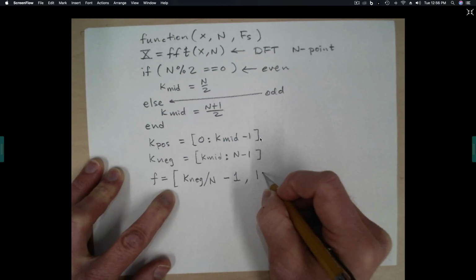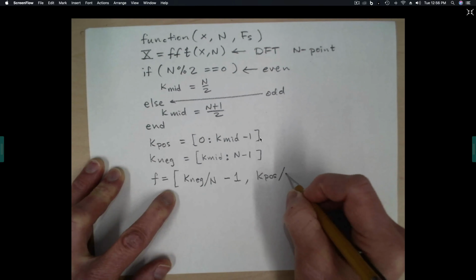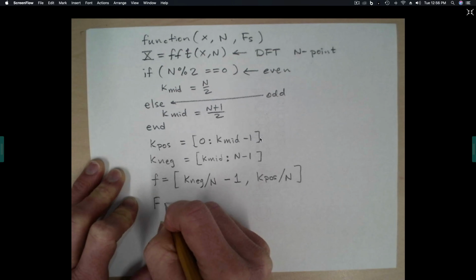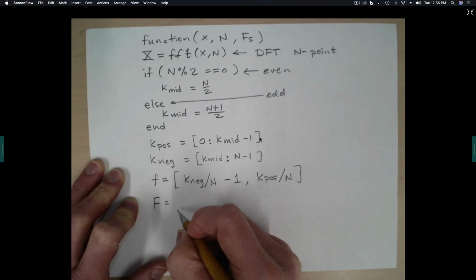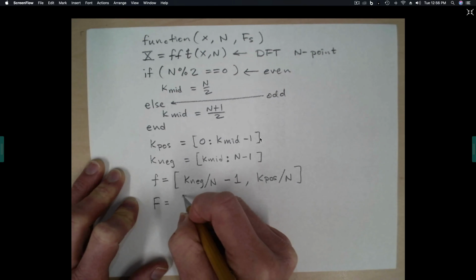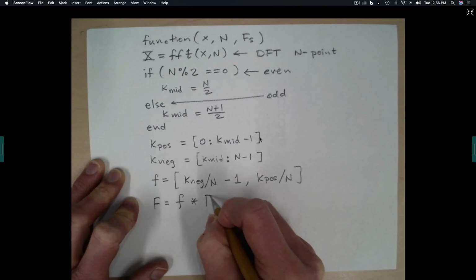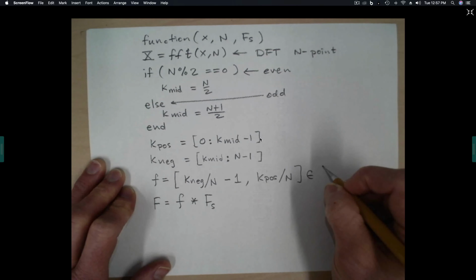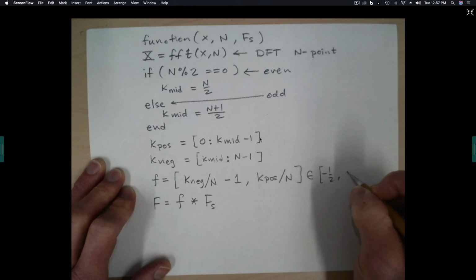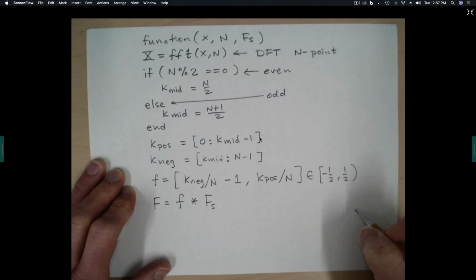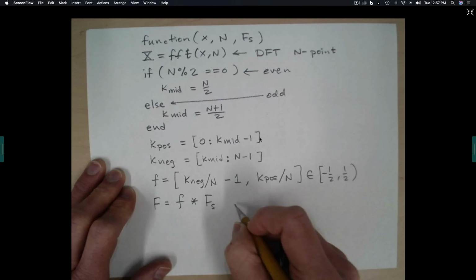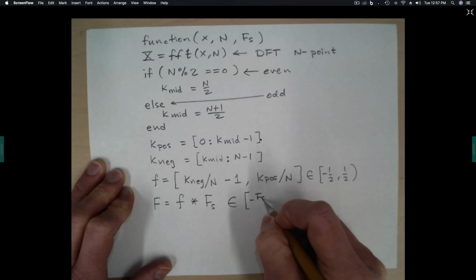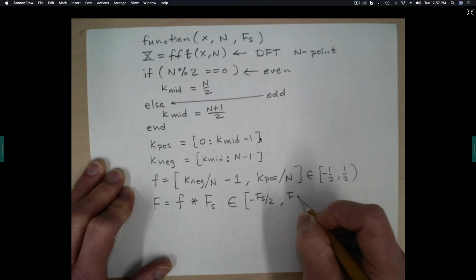And then we'll put the k positive frequency bin indexes divided by n over here, no aliasing needed. We can also create a non-normalized frequency vector that accounts for the sampling rate by taking our normalized frequencies and just multiplying by the sampling rate. Notice that this vector contains frequencies that lie in between minus 1/2 and 1/2, as we know they should. And so this list of capital F frequencies lies between minus fs over 2 and fs over 2.